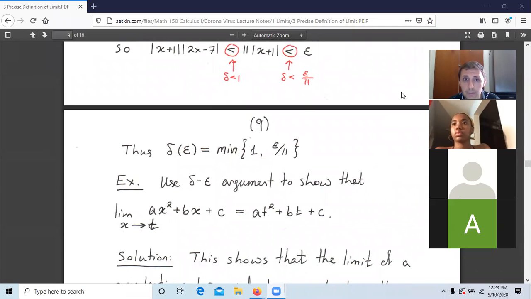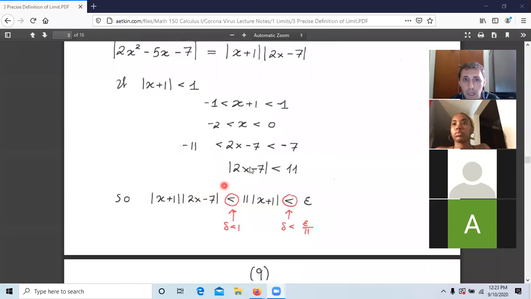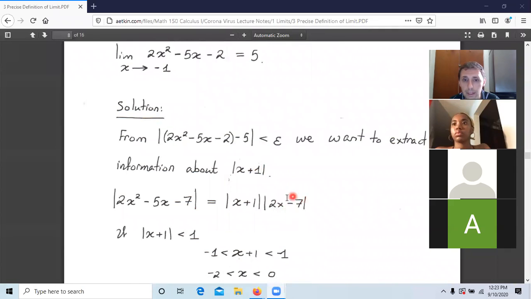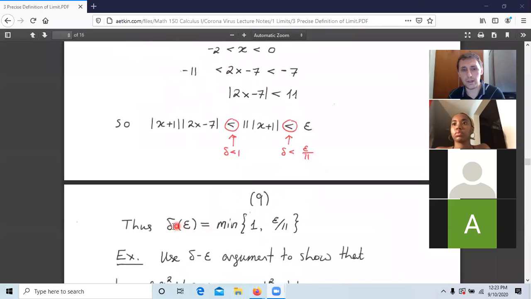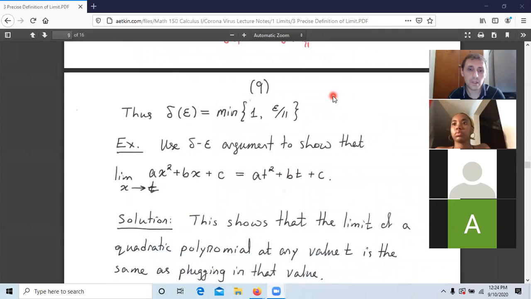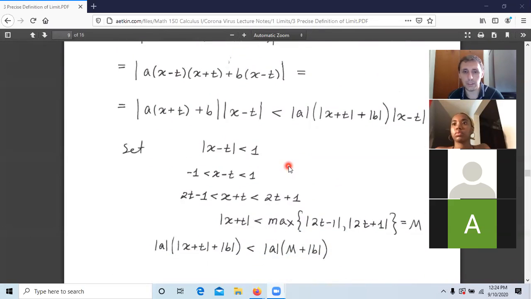Why subtract 7? Because I have here 2x minus 7. You see, I'm trying to get rid of the number in absolute value that's multiplying the expression that I care about. So we have this, and so I take delta of epsilon to be the minimum between 1 and epsilon over 11. Good. Wonderful. I will skip this more abstract example. You can look at it later on your own.